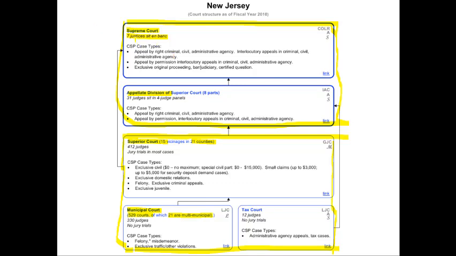And in New Jersey, Supreme Court justices are appointed by the governor. One interesting difference in New Jersey is that there's a mandatory retirement age of 70 for New Jersey Supreme Court justices, whereas federal Supreme Court justices are there for life. So there's an example of New Jersey's state court system.